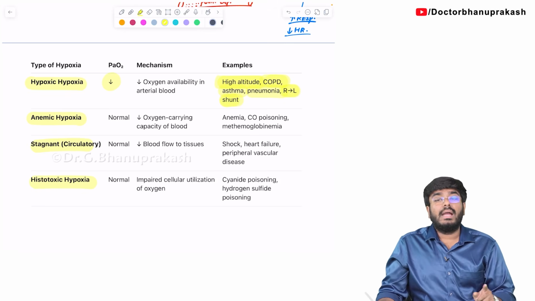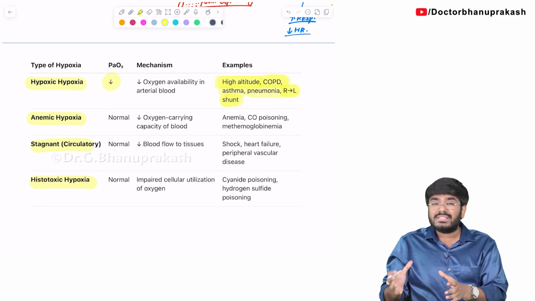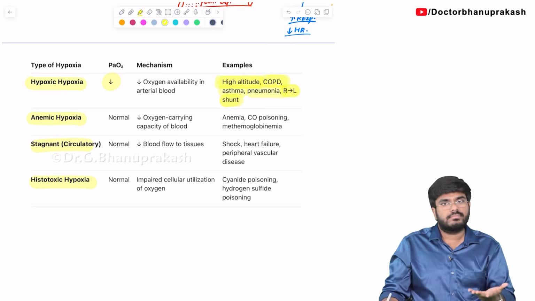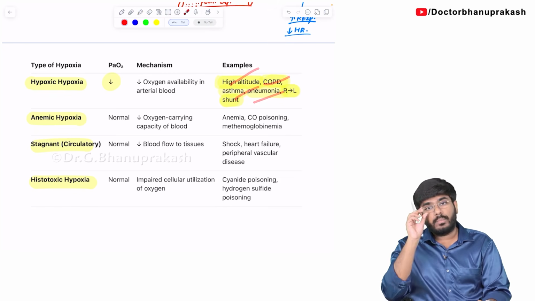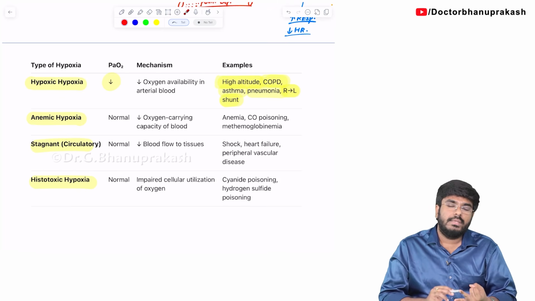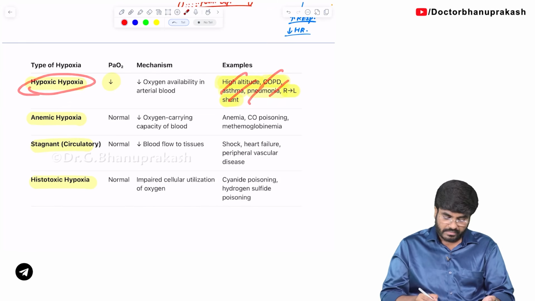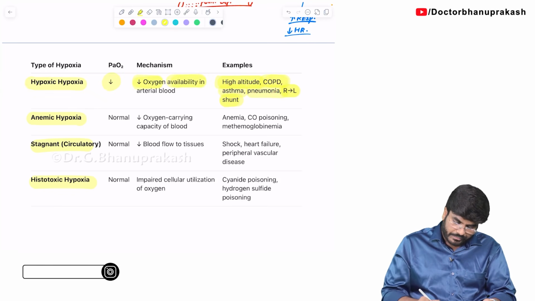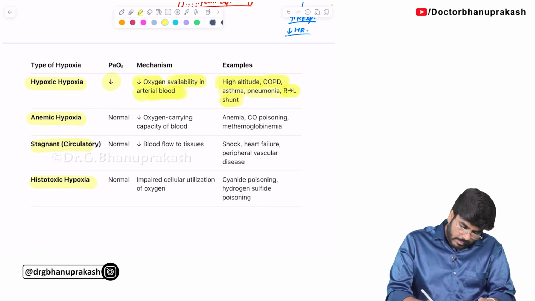In a right to left shunt, deoxygenated blood is mixing with the oxygenated blood. When you mix deoxygenated blood with oxygenated blood, the partial pressure of oxygen will automatically decrease because the venous blood is mixing. All these conditions are very, very important: high altitudes, COPD, lung diseases like pulmonary fibrosis, or right to left shunt. All of these cause hypoxic hypoxia, where the partial pressure of oxygen decreases. Oxygen availability in the arterial blood is decreased. I have told you the reasons.